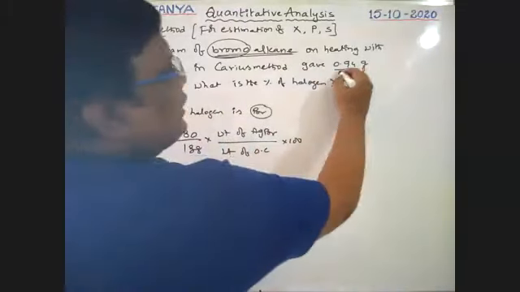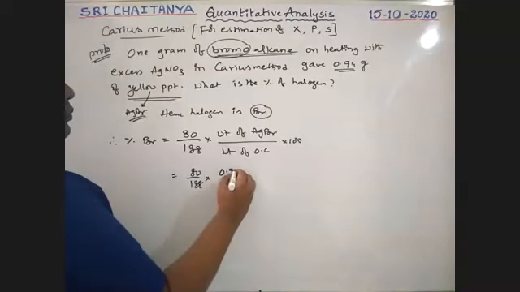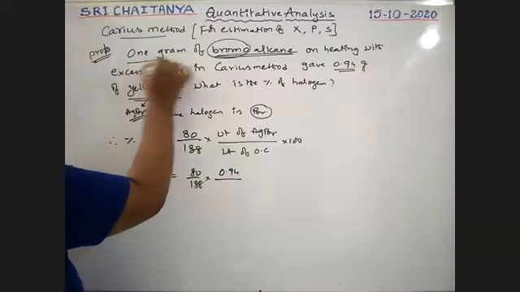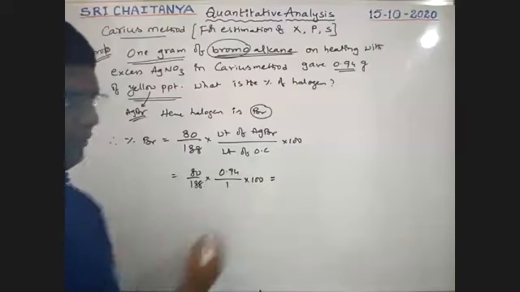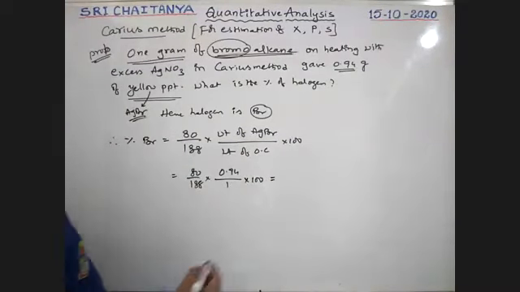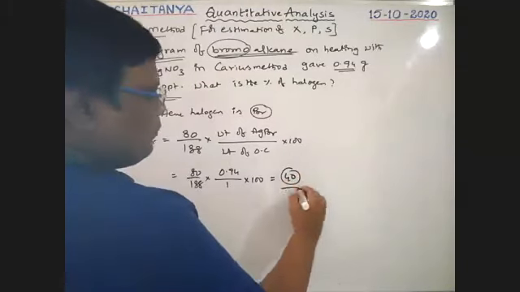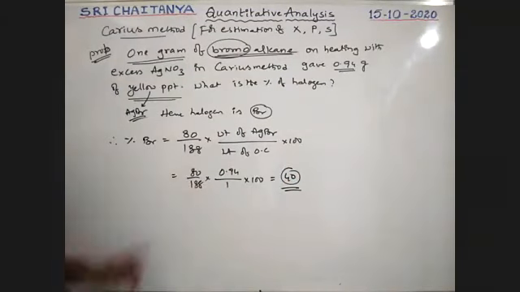So 0.94 grams by weight of organic compound, 1 gram, by 1 into 100. Finally, we have the answer. How much is it? 48. It is the percentage of bromine, boys.